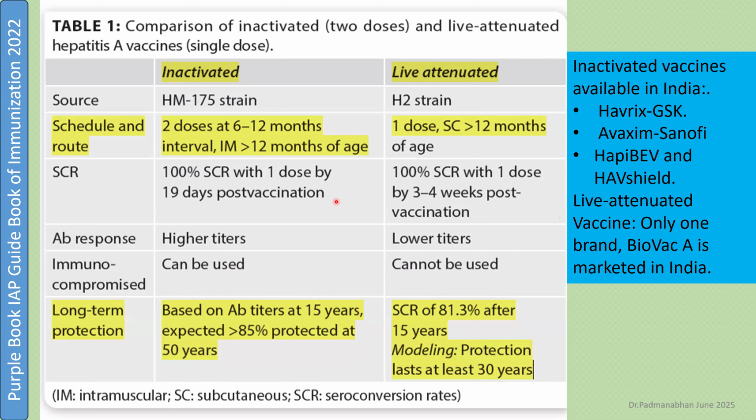But there is a problem that we will come to later. Therefore, we are concerned about two doses, at a 6 to 12 month interval, with the first dose given after 12 months. Now, this is what it is.